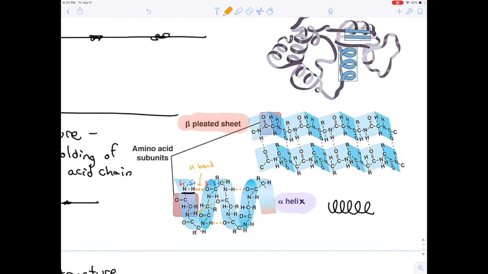So hydrogen bonding then causes alpha helices. If you want to feel a few alpha helices right now, you can touch your hair. The proteins that make up your hair are alpha helices coiled together into bigger ropes.